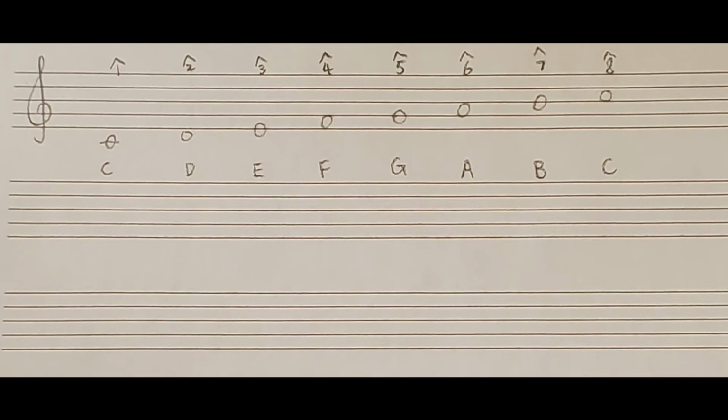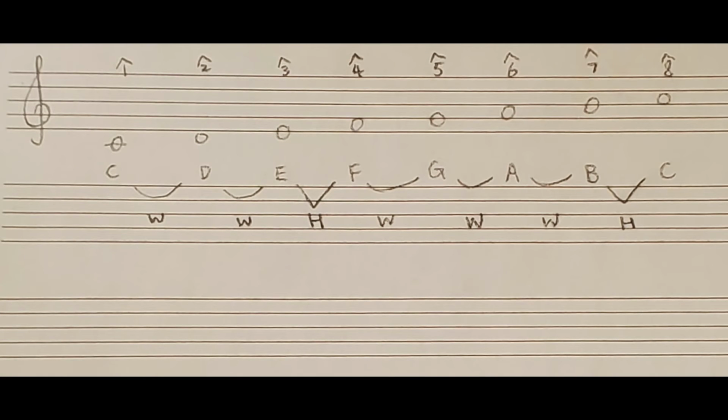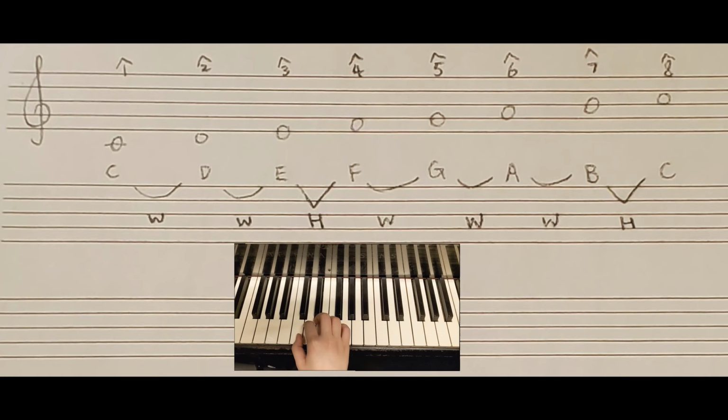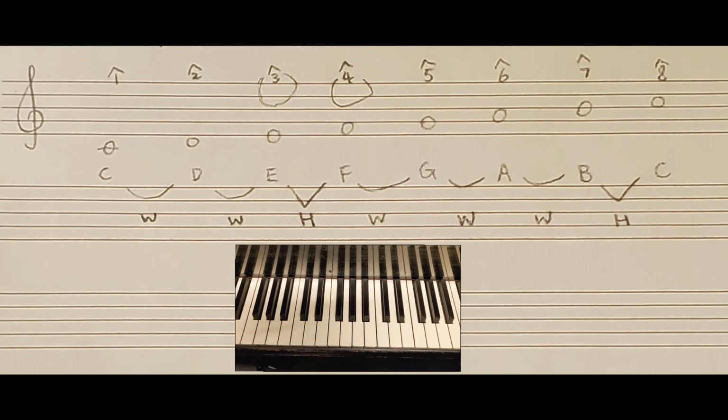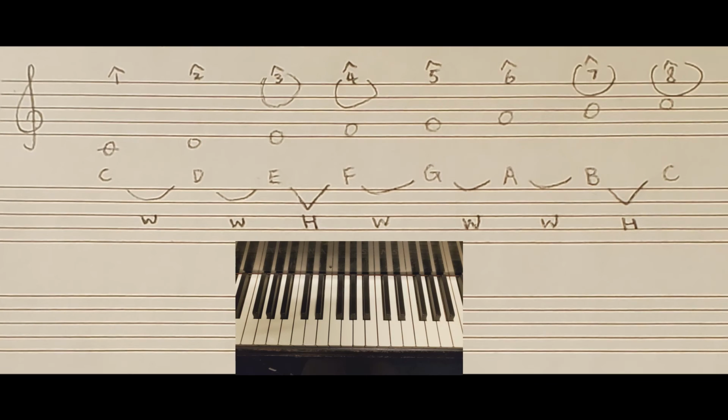Let's label the scale degrees so it's easier to refer to them later. Here is a map for all the half steps and whole steps in the scale. We can examine it on the piano. Whole, whole, half, whole, whole, whole, half. Where are the half steps? They are between the third and the fourth scale degree, and the seventh and eighth scale degree.